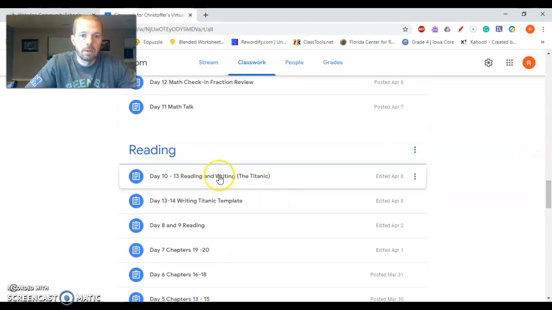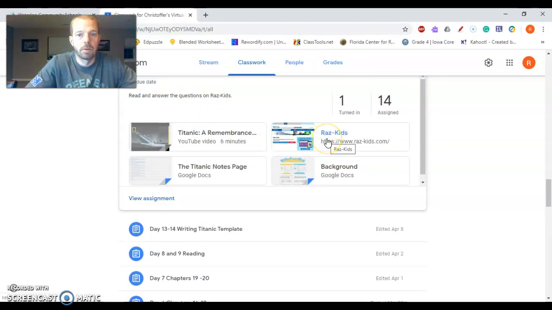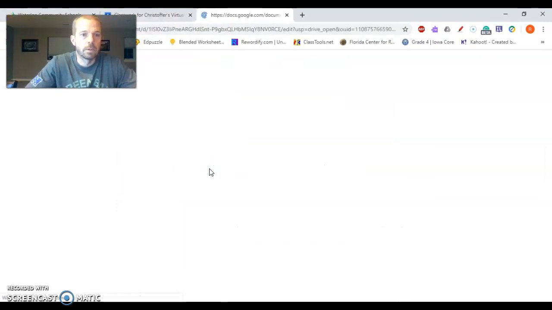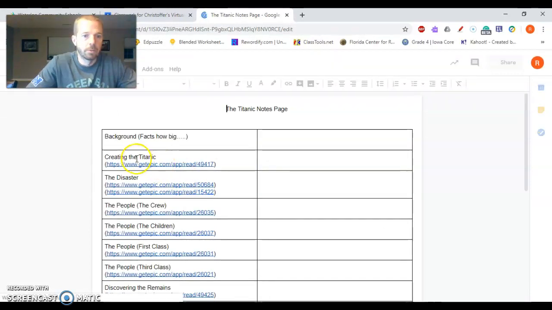Then for reading, we're going to continue with the Raz Kids book. If you have not completed that, make sure you finish reading the book, take the quiz, and get that turned in. Otherwise, you're going to continue to take notes on the Epic books. For each section, you click on the book that goes along with it.